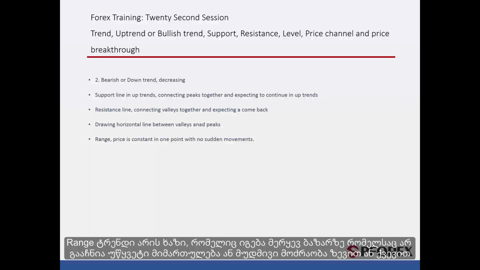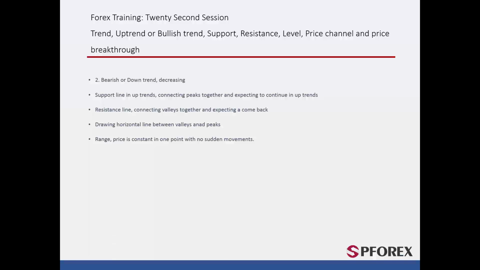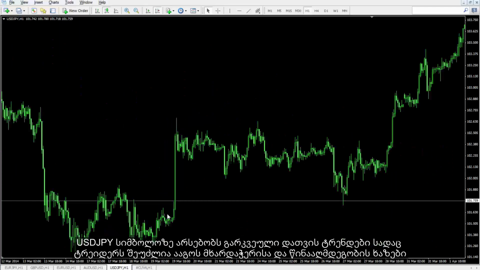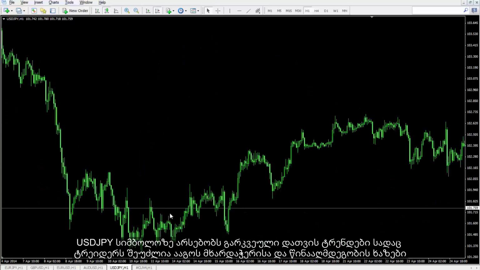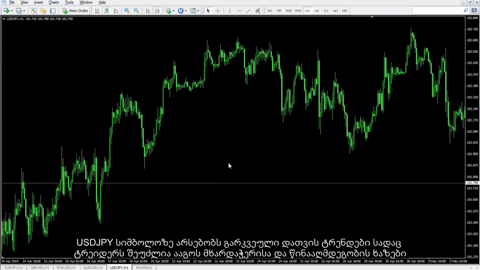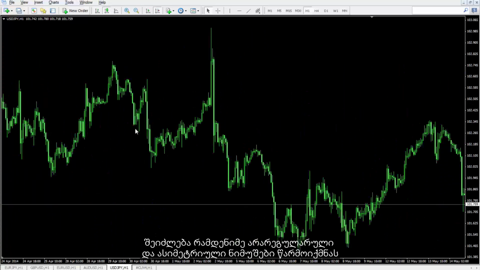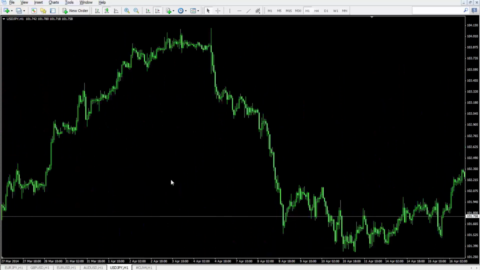Range trend is a line formed by an oscillatory market that does not have a continuous direction or a constant movement up or down. On US dollar against Japanese yen, there are some bearish trends that a trader can draw support and resistance lines for. There may be several irregular and asymmetrical pattern figures.